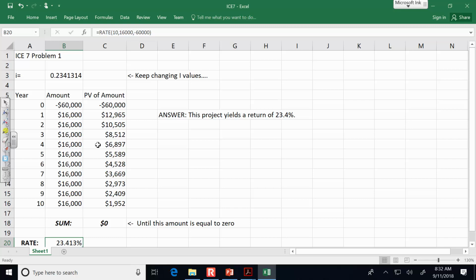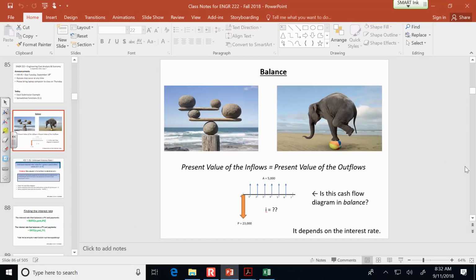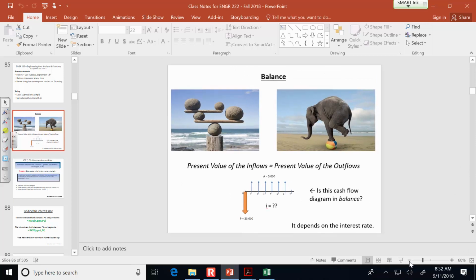Sometimes I'll ask you to do it manually, finding the present value of the future amounts and summing it up and looking for balance and equilibrium. Sometimes you'll do it that way. Sometimes you can just use the rate function. Any questions about either of those approaches, the rate function or the present value of the future amounts, summing it up?